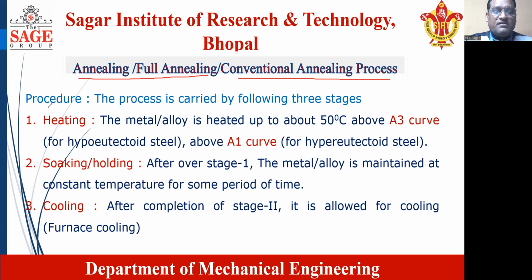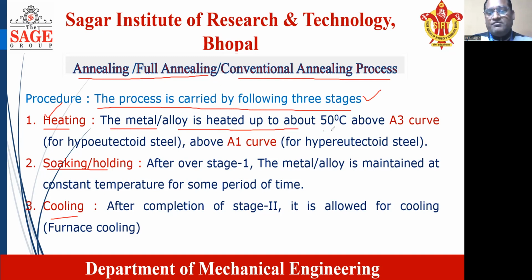So, what is the annealing or full annealing or conventional annealing process? This process is carried out in the following three stages: heating, soaking or holding, and cooling. Under heating, the metal or alloy is heated up to about 50 degrees Celsius above the A3 curve for hypoeutectoid steel. So this is very important.